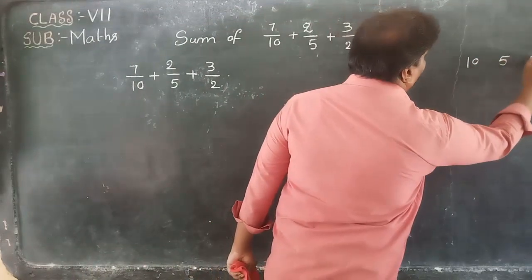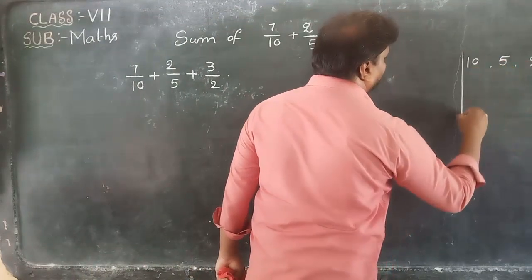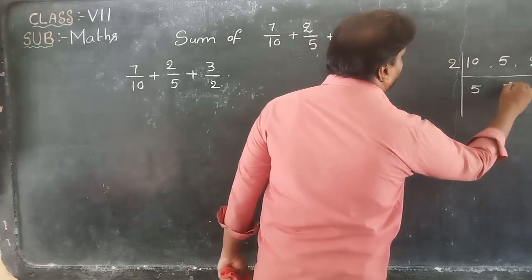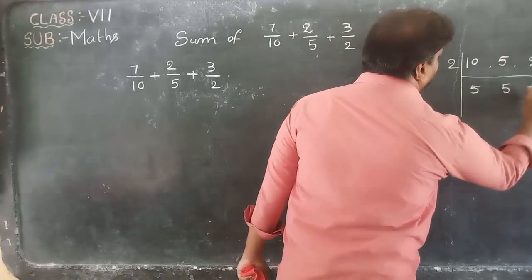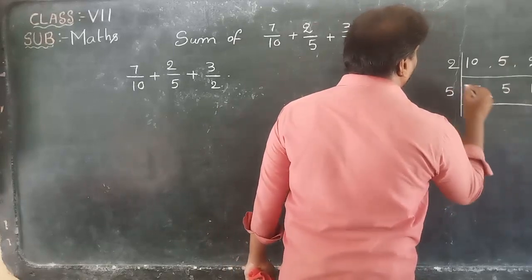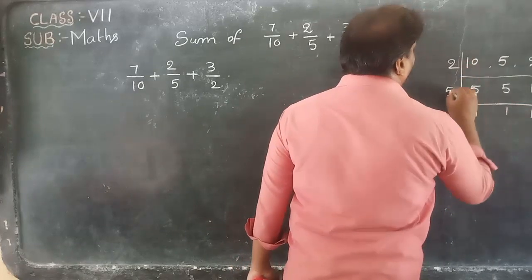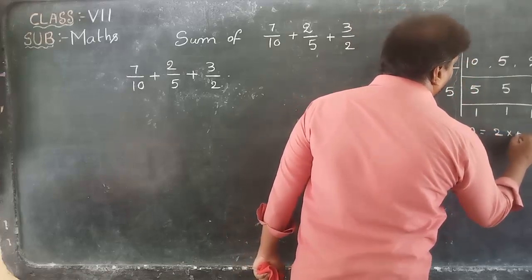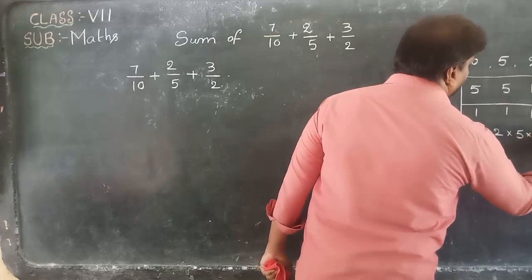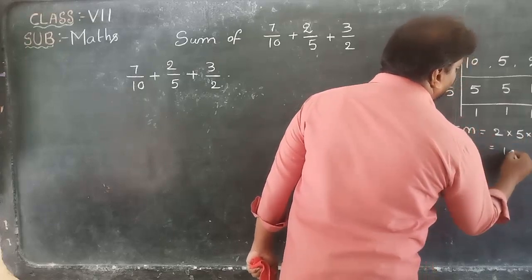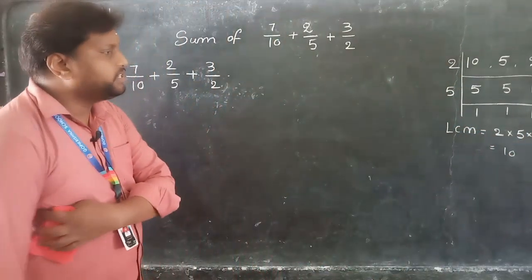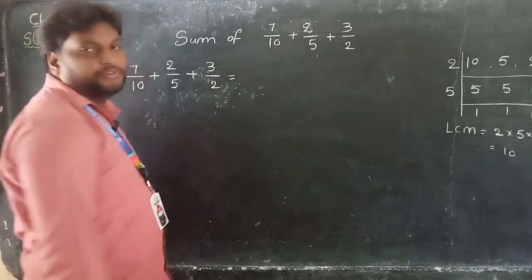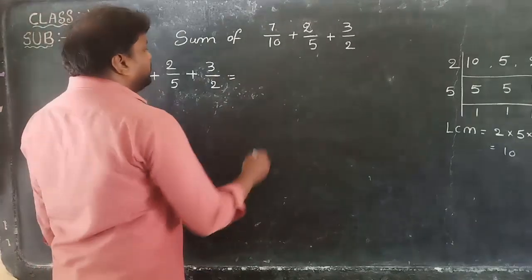10, 5, 2. Dividing by 2: 2 5s are 10, 5 is not possible so it stays as it is, 2 1s are 2. Next again 5: 5 1s are 5, 5 1s are 5. LCM is equal to 2 into 5 into 1, which is 10. What is the LCM value? It is 10. Now listen carefully.